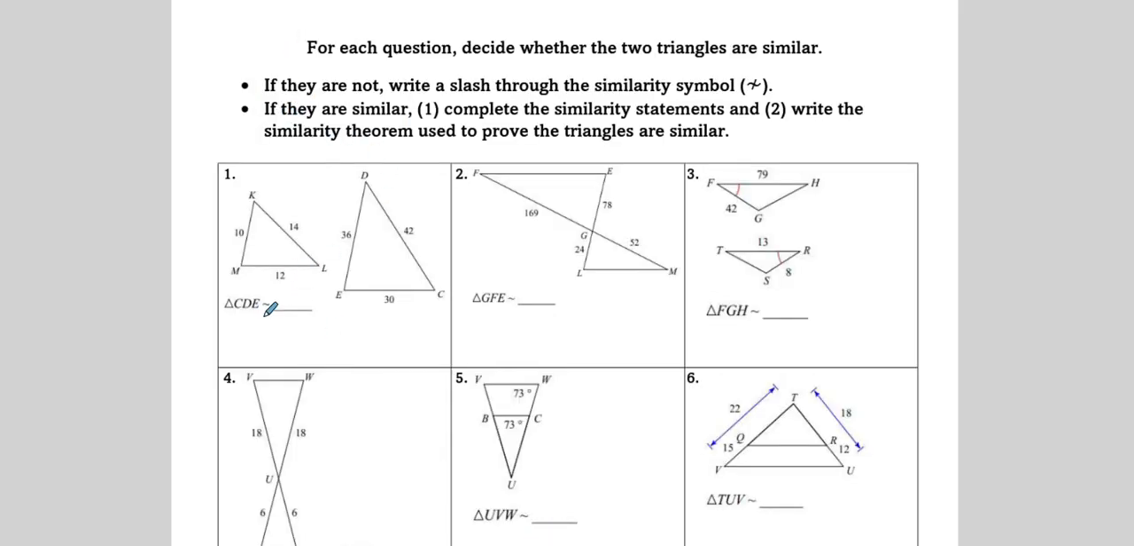All right, on these you try, you're going to finish the similarity statement and then write what similarity theorem you used. So I'm going to actually do this first one with us. 10 going up to 30, 12 going up to 36, 14 going up to 42. All of those are being multiplied by 3. So by side-side-side similarity, I could say that CDE, that's my longest side, that's my second longest side, so I'm going to say that is similar to KLM. So you're going to complete the similarity statement and then write what similarity theorem you used.